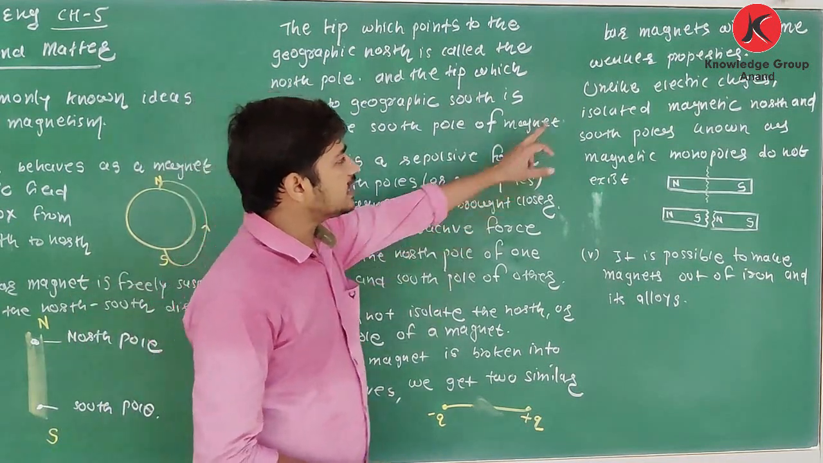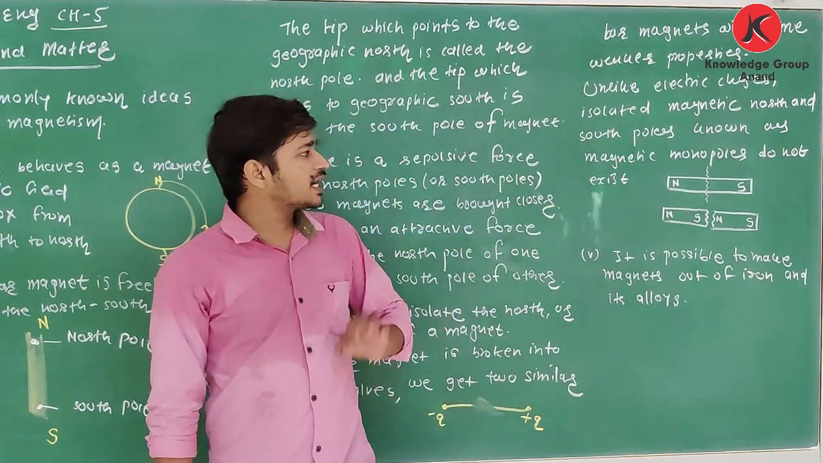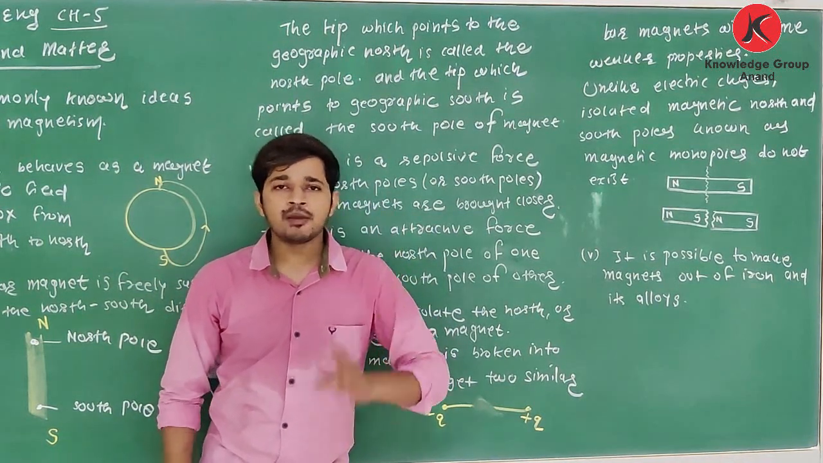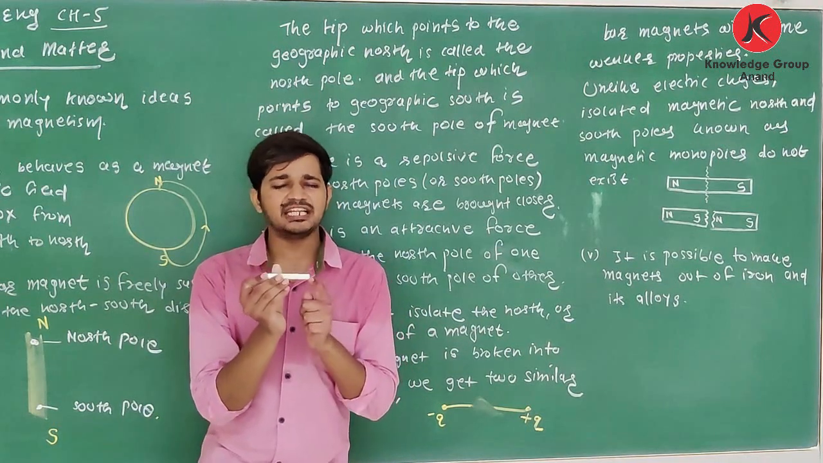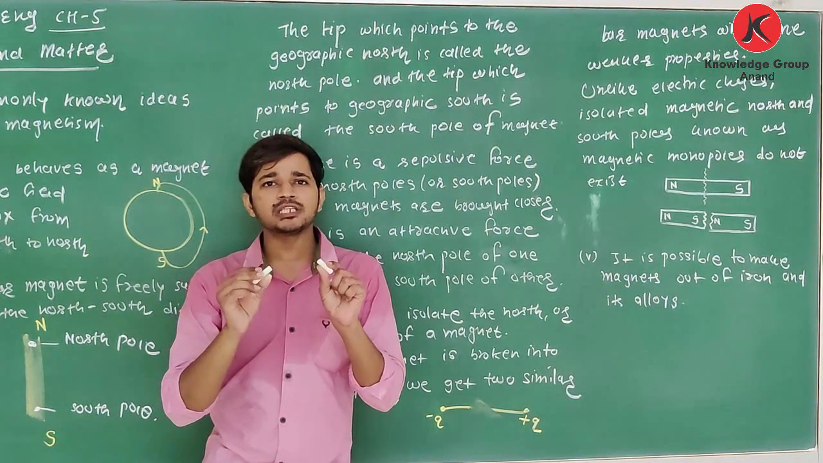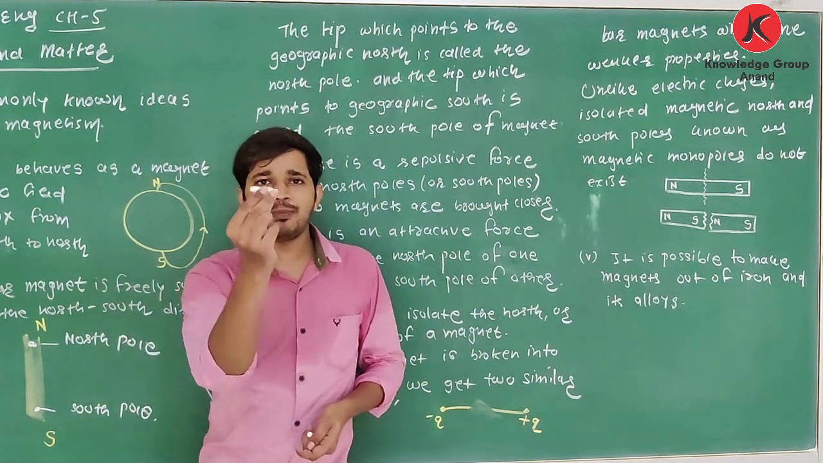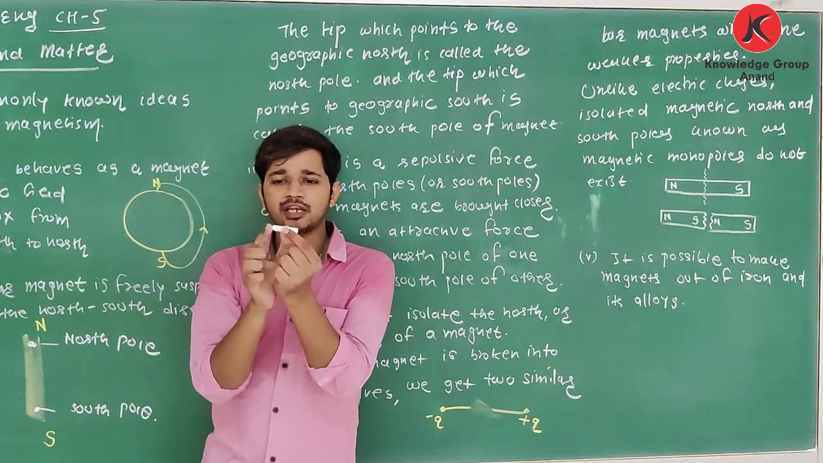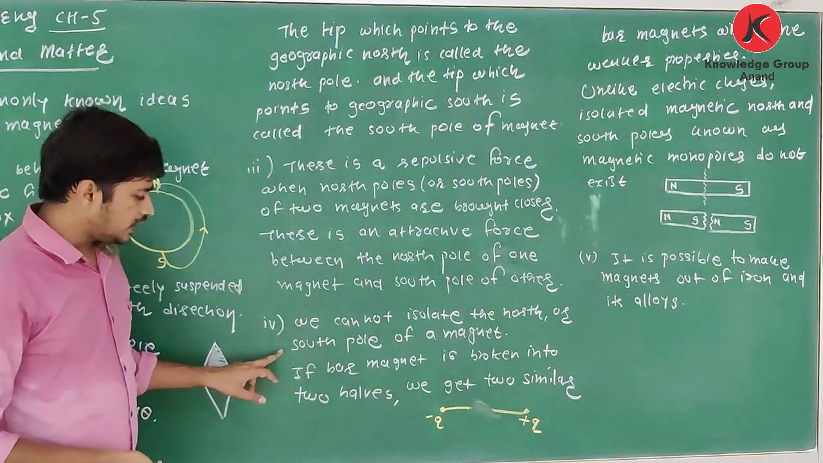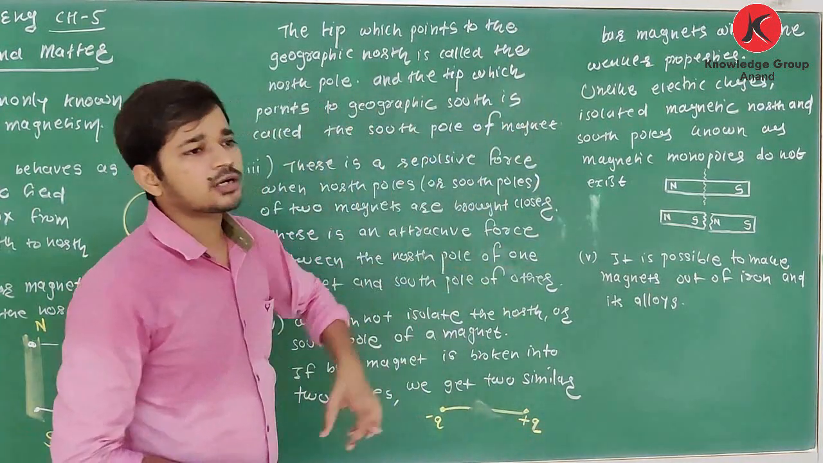So yes, unlike electric charges, isolated magnetic north and south poles, known as magnetic monopoles, do not exist. They are always in pair. If this end is north pole, then obviously this end is south pole. If I cut this magnet into equal halves, will one part be only north pole and the other only south pole? No, it is wrong. This part also behaves as a magnet having north pole and south pole. Clear about this? So yes, when we cut a bar magnet into equal halves, we get two similar bar magnets with some weaker properties.